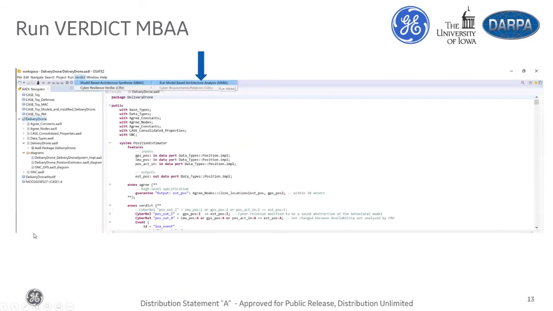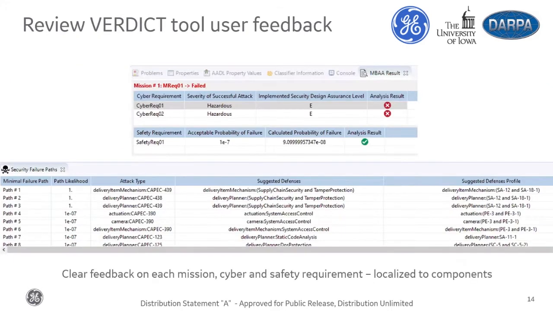And then that's it. So then we can go run the tool. From the menu in OSADI, we select the verdict tool. And then there's a couple of different settings there. And for this analysis, we're just going to run the architectural analysis. And maybe it takes a minute or two, and you receive some feedback inside the OSADI window. And in this case, we can see that we had our cyber requirement 1 and 2 and safety requirement 1 that were required to pass mission requirement 1.